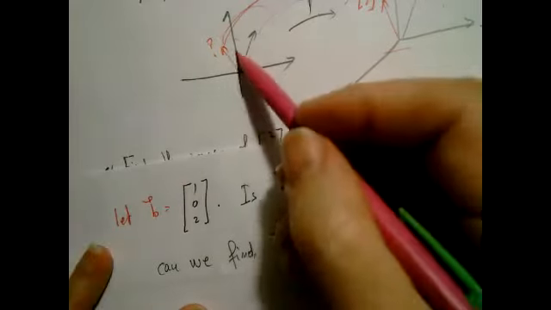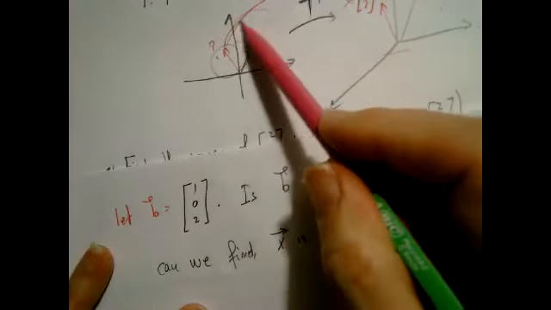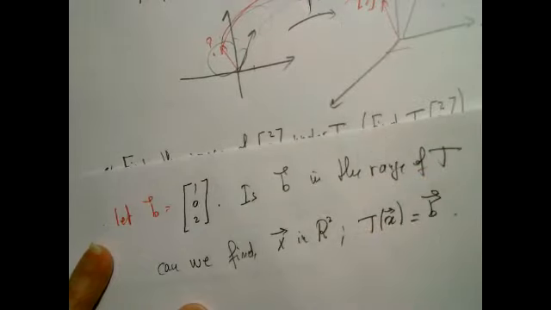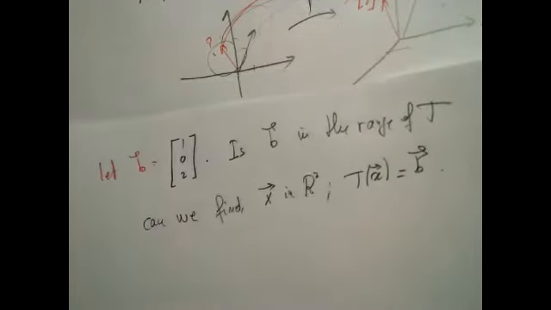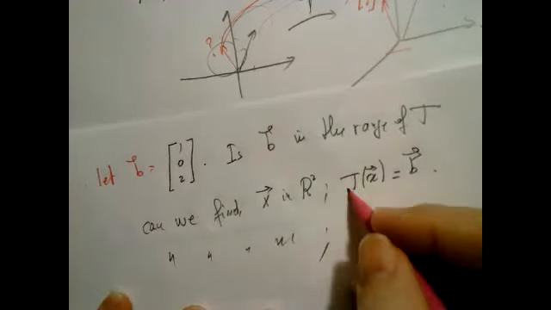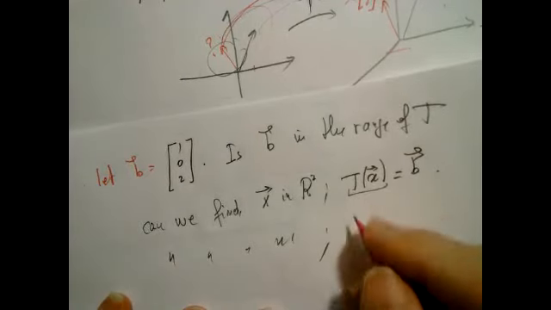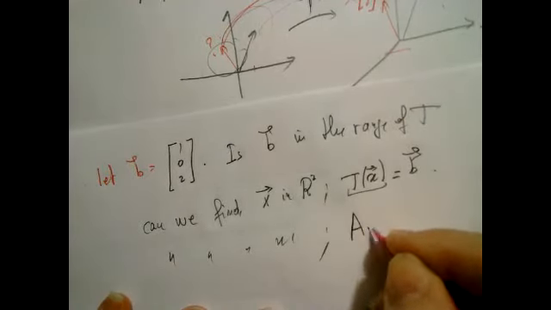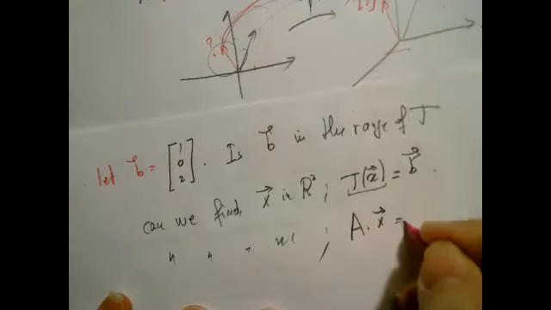It means, can you give me something here that under T will go right there? All right, but now, how do we ask ourselves? It means, can we find X such that... What does T do? What's the rule for T? Such that A times X equals B.